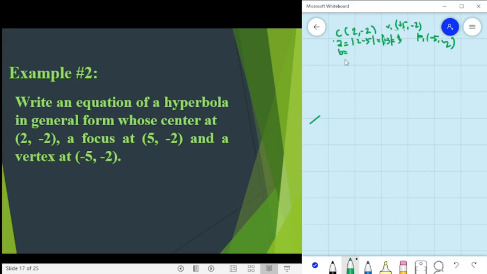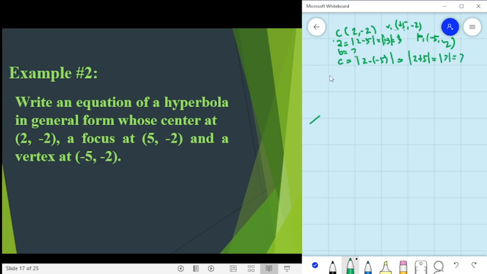And then, to find the B, the given is the focus or vertex, so we find C first. It's the distance from the center to one focus, which is the absolute value of 2 minus the negative of 5. This is equal to the absolute value of 2 plus 5, or the absolute value of 7. So, the absolute value of 7 is 7.